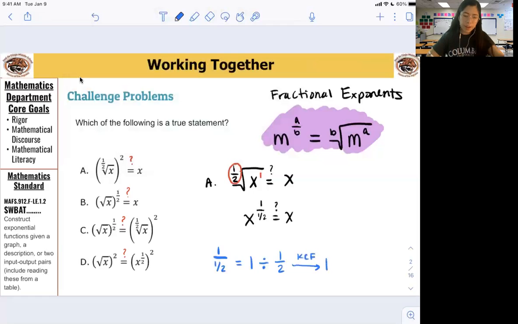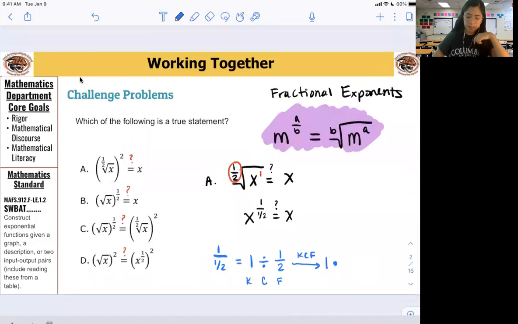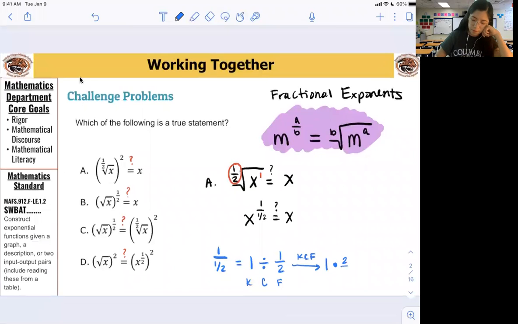Good. Keep means I'm keeping the first one the same. Change means I'm going to change it from division to multiplication. And flip just means I'm going to flip the fraction. So this is the same as 1 times, what's 1/2 flipped? 2/1. And what's 1 times 2? 2.